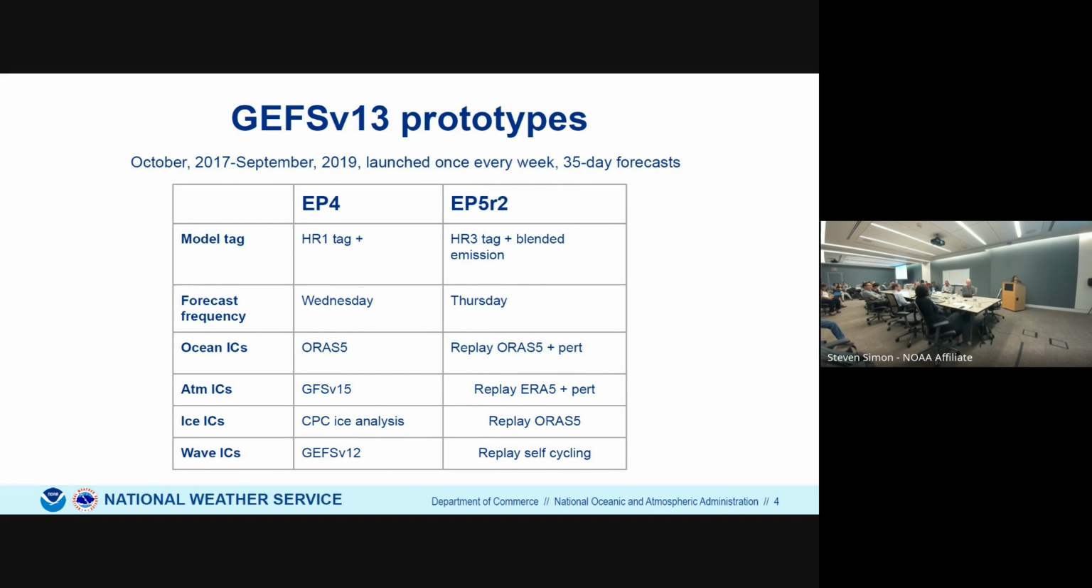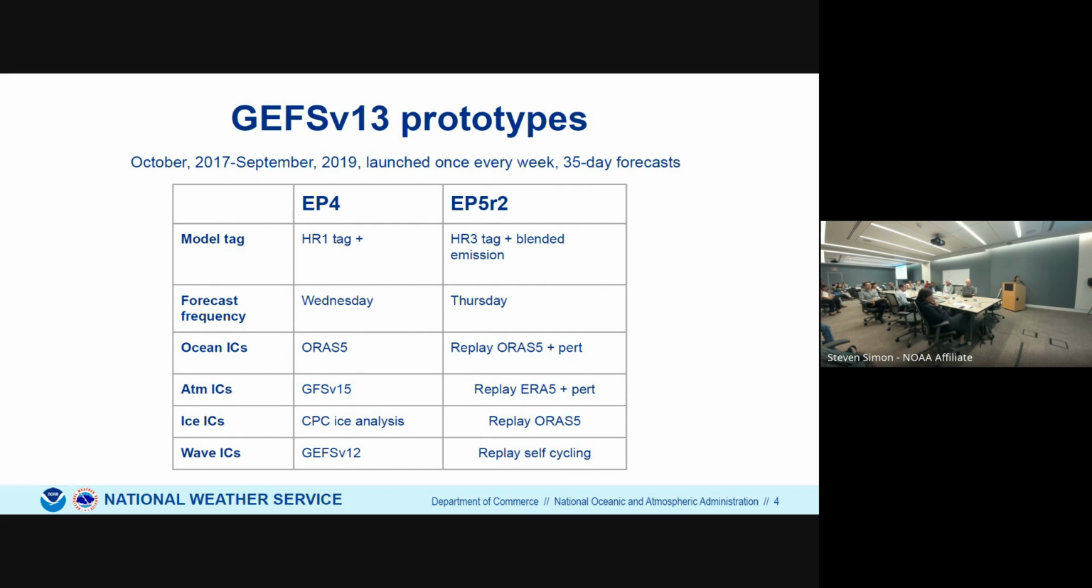So the EP4 and EP5R2 are the two latest prototypes, and this is showing a brief comparison of these two prototypes. Both are run between October 2017 and September 2019, launched once every week, and are 35-day forecasts. The main differences are in the model physics, the HR1 tag in EP4 and HR3 tag in EP5R2.